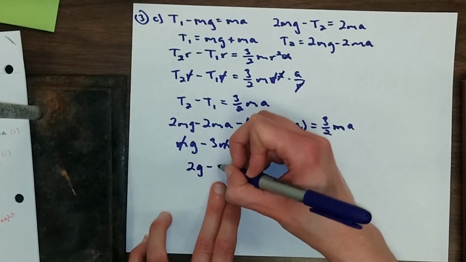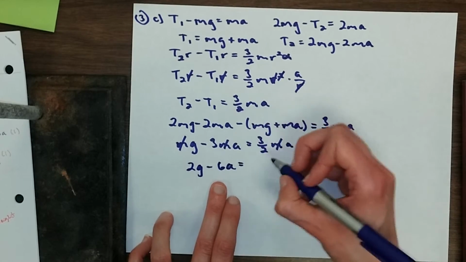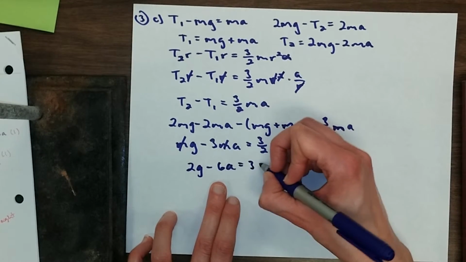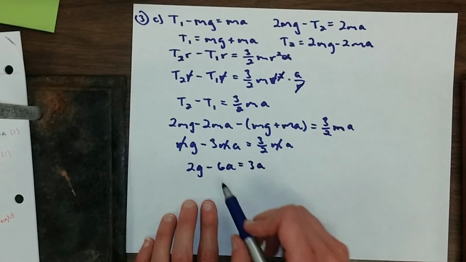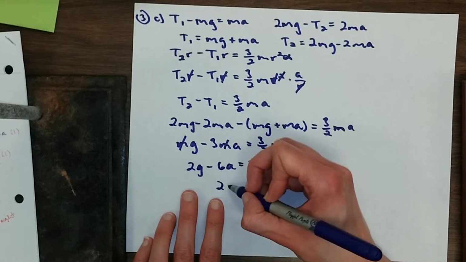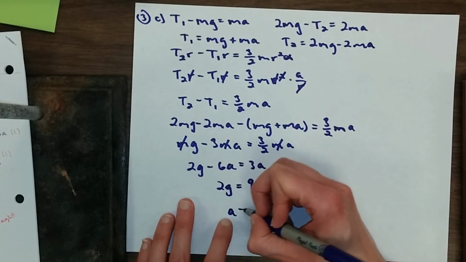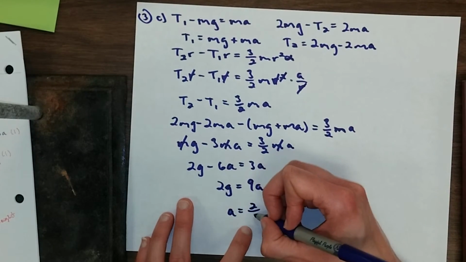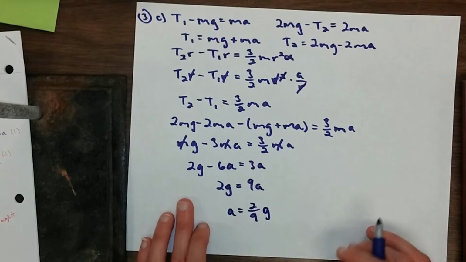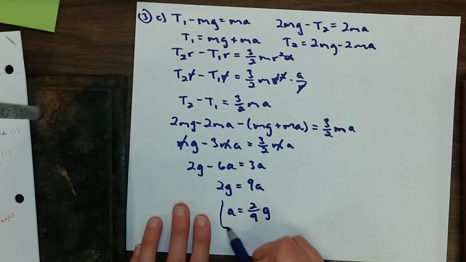So this becomes a 2g, this becomes a 6a, and that becomes a 3a. And then I'm trying to solve for a, so if I add the 6a over, I get 2g equals 9a, divide by 9, and the acceleration is 2/9 of g. So 2/9 the acceleration due to gravity.